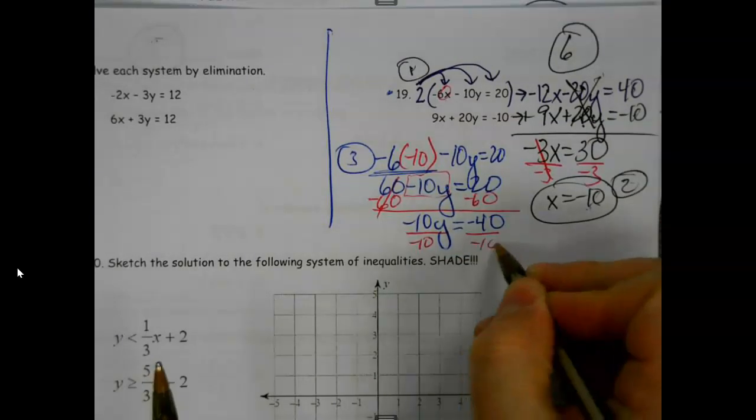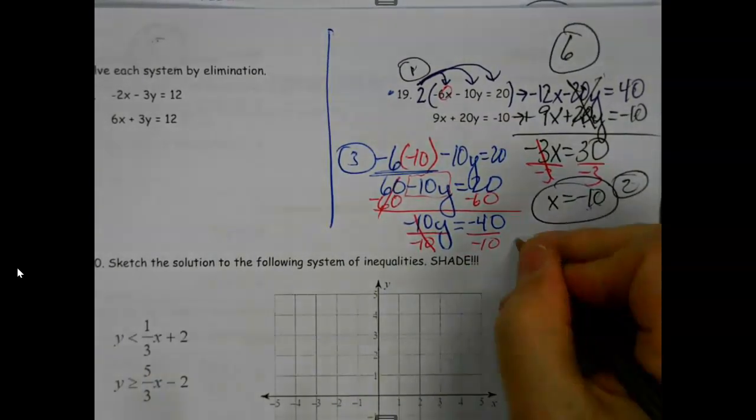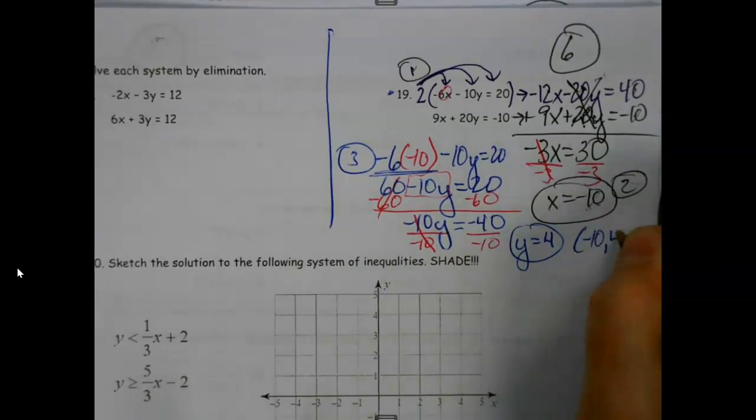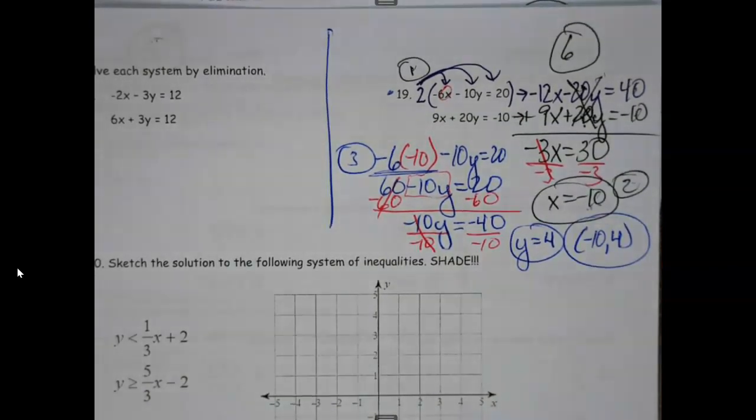And divide. We're not adding. We're multiplying y by 10. The opposite would be to divide. And I've got my solution.